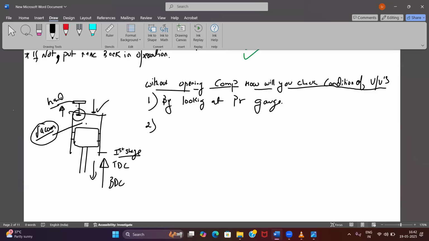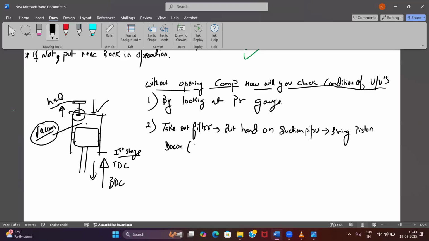So if I write it here in bullet points: take out filter, put hand on suction pipe, bring piston down. That means TDC to BDC.